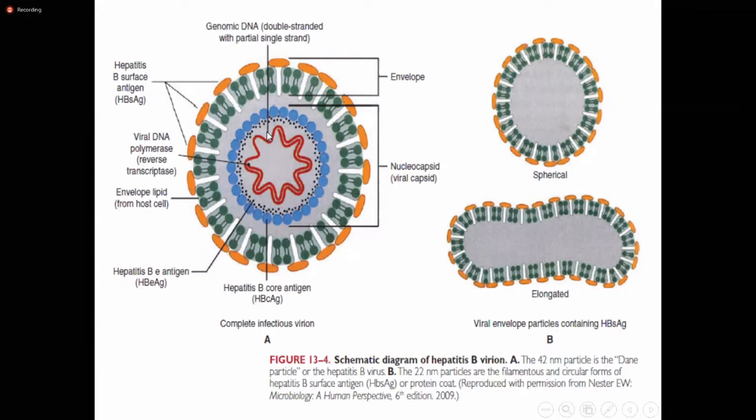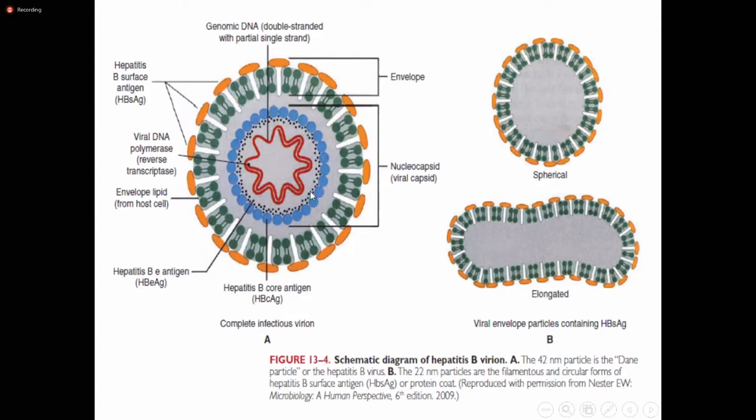This virus, this is the genome here, double-stranded DNA. But there is an area only single-stranded. That is why we say partial single-stranded here, only a single line, right? This is the polymerase here, the viral DNA polymerase, which is called reverse transcriptase. Now, this DNA is surrounded by the capsid.